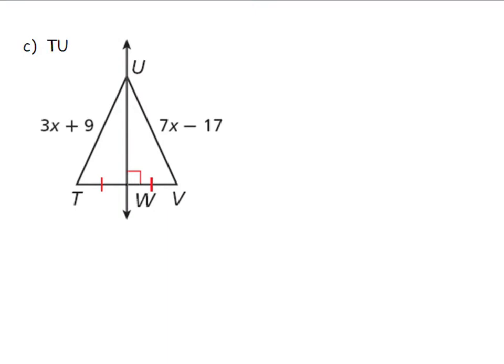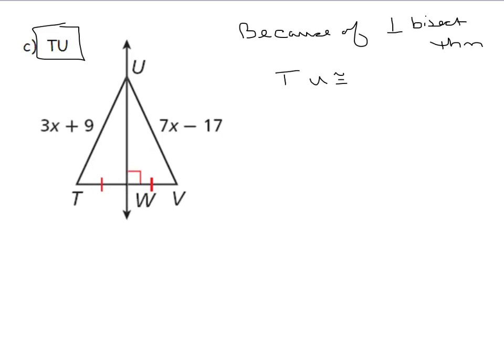All right, part C, I would like for you to please find TU. Pause me, work on it by yourself, and then find TU, please, and then hit play. All right, so following suit from before, you guys, because of our perpendicular bisector theorem, we should know that TU has to be congruent to UV, right? Perpendicular bisector, so these two have to be congruent. So if they're congruent, we should know that their measures are equal.